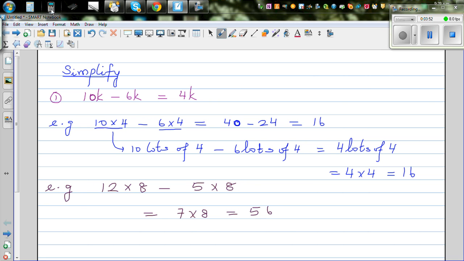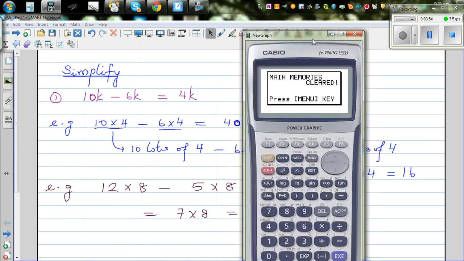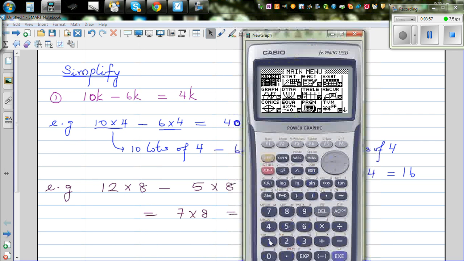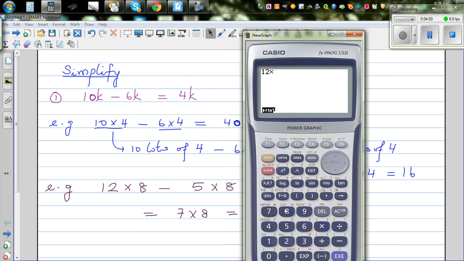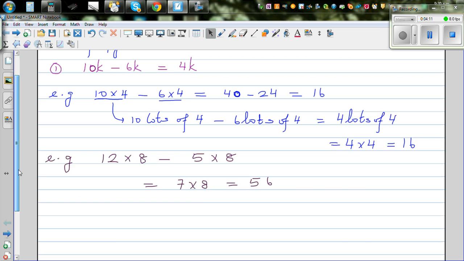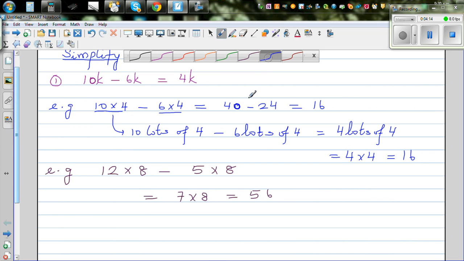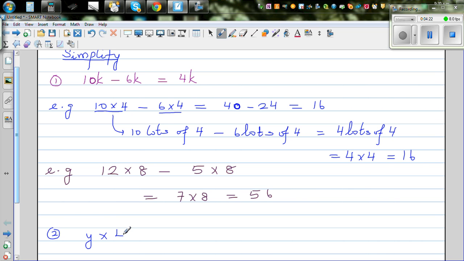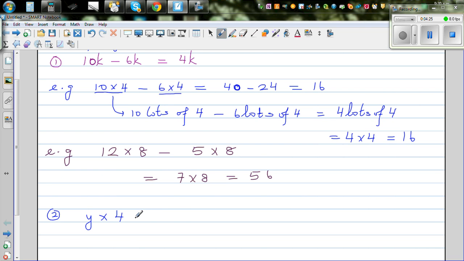This is an efficient way of doing it. Let me show this on a calculator. This is 12 times 8 take away 5 times 8, which is 56. And that is the same as saying 7 lots of 8. So this is the first question. Let me do a few more questions. The second question is this. You have, say, y times 4. Y times 4 is the same as writing 4 times y. And what does this mean? This is 4 lots of y.